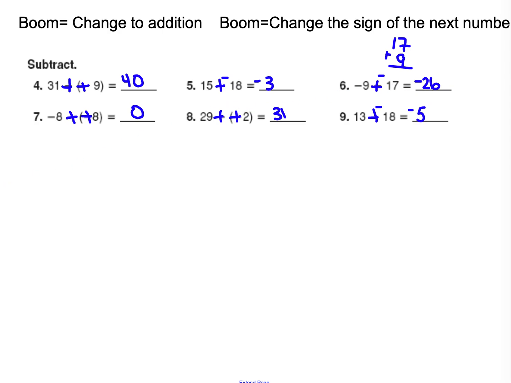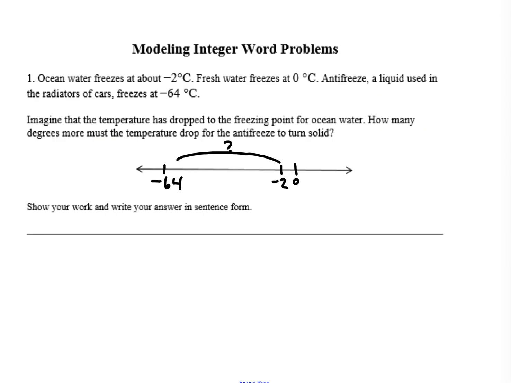Okay. All right. Let's take a look at a couple story problems. Here it says ocean water freezes at about negative 2 degrees Celsius. Fresh water freezes at 0 degrees Celsius. Antifreeze, a liquid used in the radiators of cars, freezes at negative 64 degrees Celsius. Imagine that the temperature dropped to the freezing point for ocean water. How many degrees more must the temperature drop for the antifreeze to turn solid? And then it says, show your work and write your answer in sentence form.